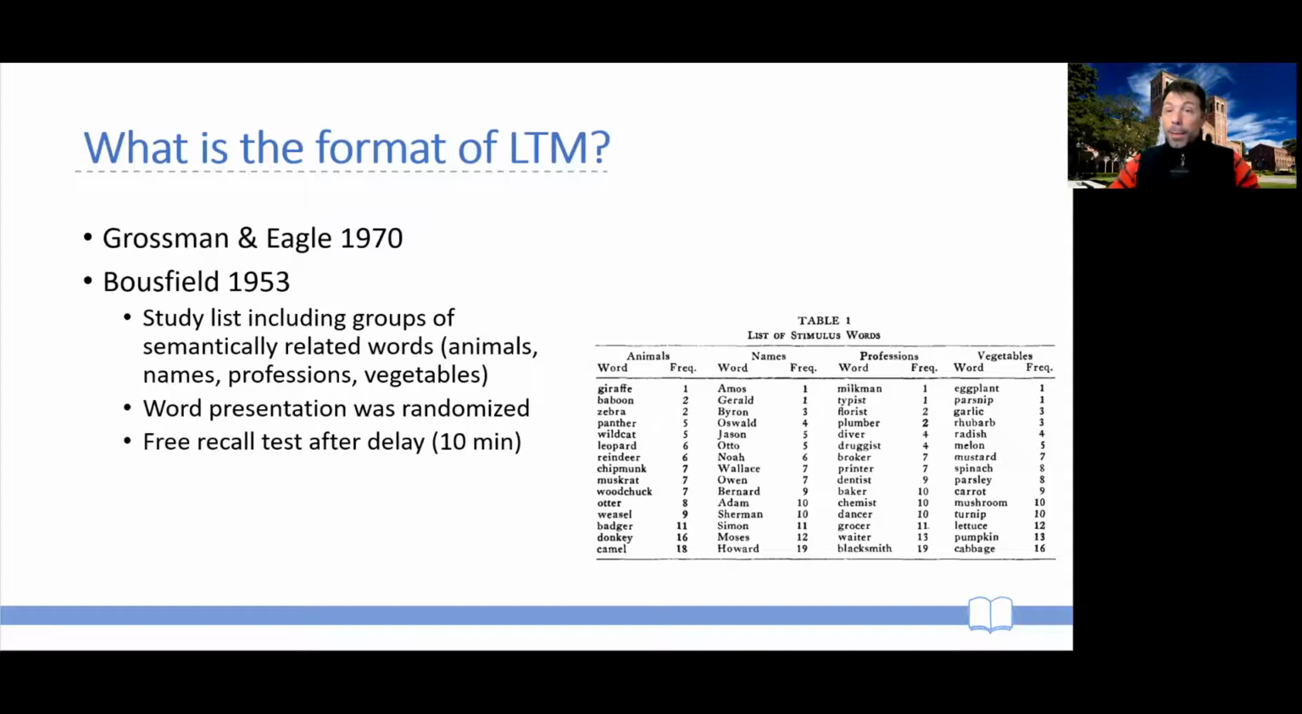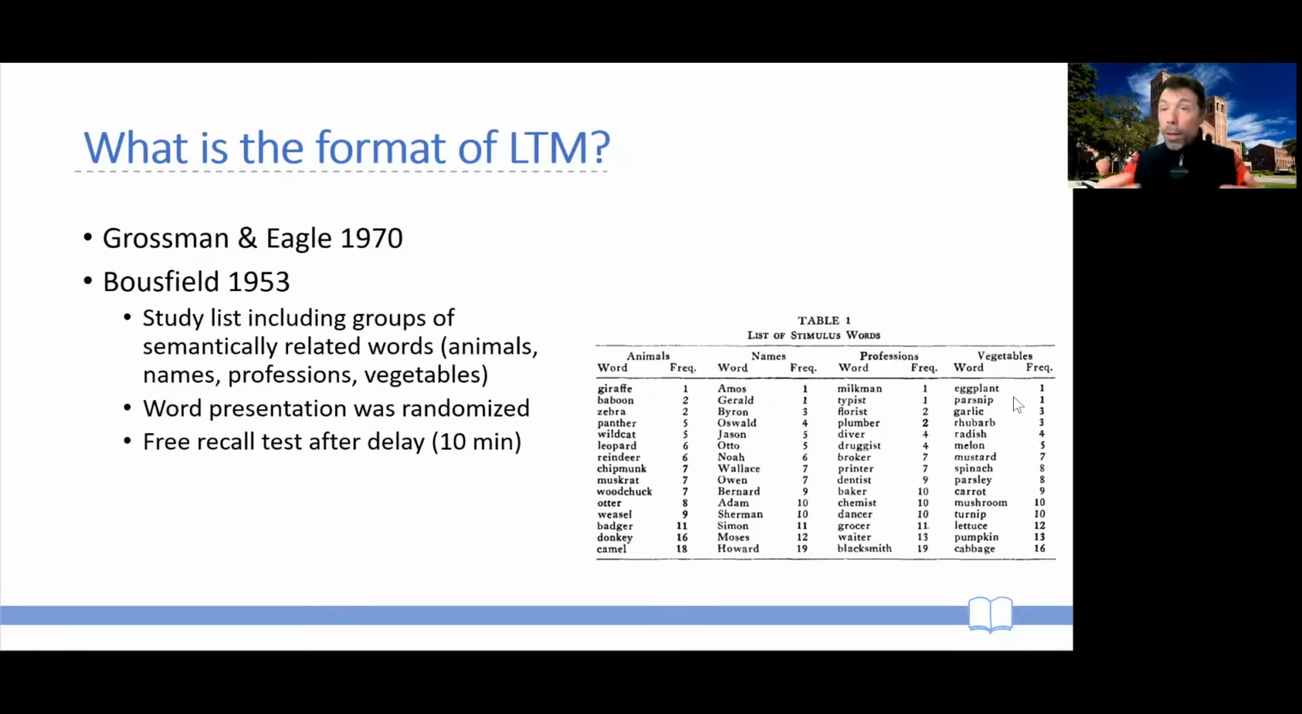Now, the second experiment is by Busfield in 1953. What he did is he showed participants a list of words and he had them study it. Now, unbeknownst to the participants, the words in the list came from four specific categories of words, which you see here: animals, names, professions, and vegetables.